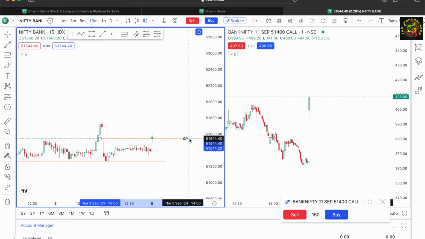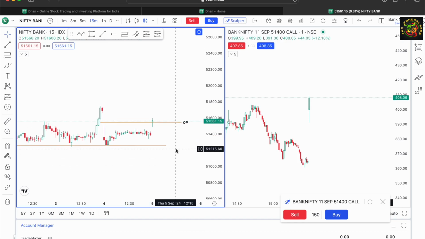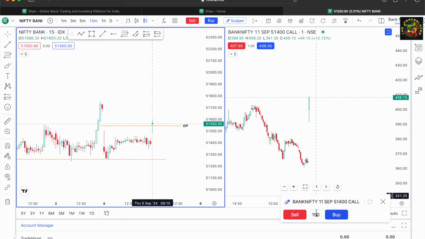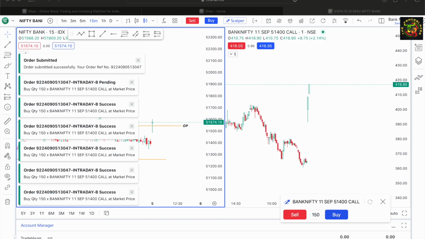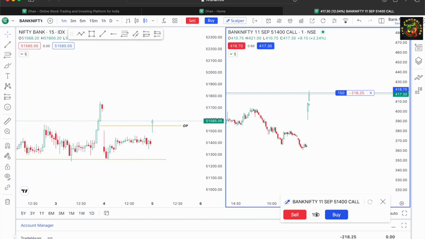This is the opening price I was talking about. If price tries to sustain above the opening price, I will try to initiate a long trade here with just the 150 initial quantity, and then I will try to add on to my position if it retraces back to the support levels and tries to fill the gap. Let's see how this trade goes on from here.